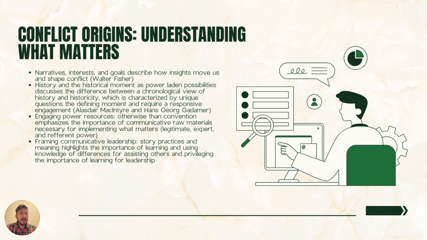First, narratives, interests, and goals. These are three concepts that are brought up in one section of the chapter. Narrative comes from the work of Walter Fisher. I think we've talked a little bit about Walter Fisher up to this point in the course, but as a refresher, or maybe this is one of the first times you've heard of his work, Walter Fisher saw the world as being made up of stories. He has this term called homo narrans.